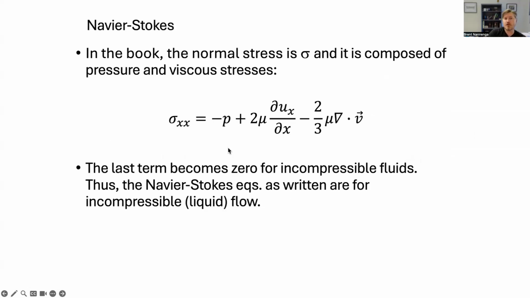Okay. So again, in the book we use for the sophomore level class, as a reminder, they use sigma here instead of tau for the stresses. And this is how they write it. Now this last term here, for incompressible fluids, which I mentioned we're going to be dealing with, goes to 0. So the whole Navier-Stokes equations are more represented by this, because this term goes to 0.